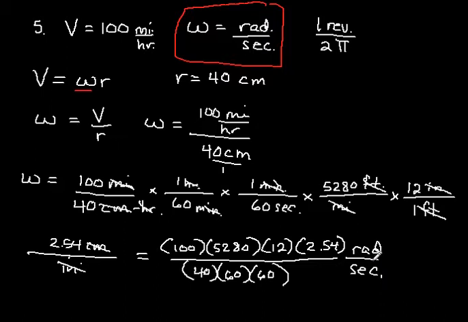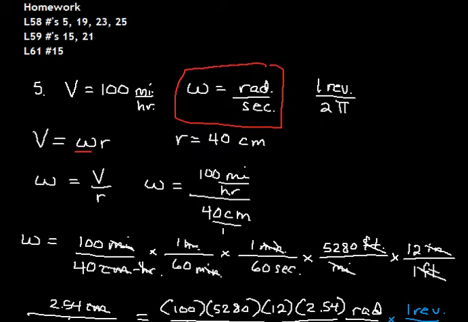Now if they ask you to put that in revolutions per second, if they did, you would take it times 1 revolution over 2 pi. And so you would have to divide all this by 2 pi. And that would be, you would have revolutions per second instead of radians per second. Okay, problem number 1 is done. Let's move on to another one. Let's do number 19.